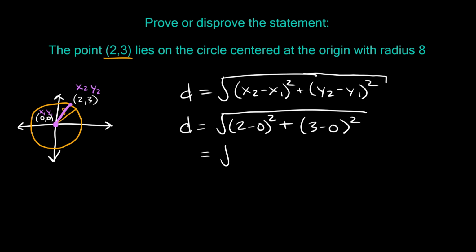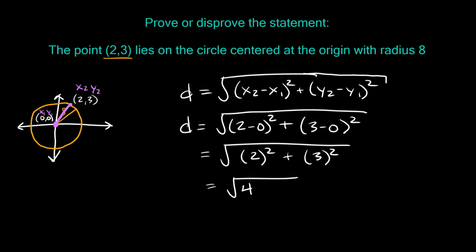That's equal to the square root of 2 squared plus 3 squared, since 2 minus 0 is just 2 and 3 minus 0 is just 3. 2 squared is 4, and 3 squared is 9, so this is equal to the square root of 13. I don't know what the square root of 13 is off the top of my head. The square root of 9 is 3, and the square root of 16 is 4, so it's somewhere between there, which is a lot less than 8.